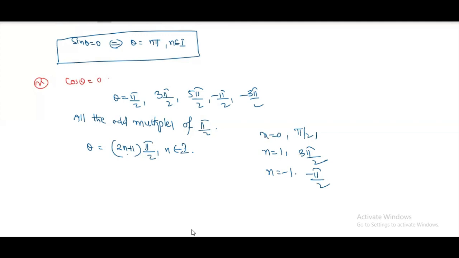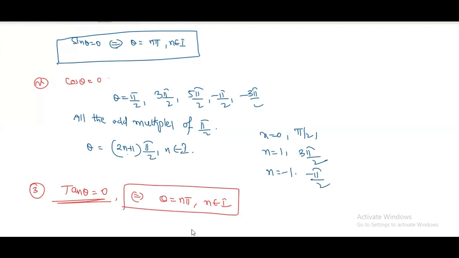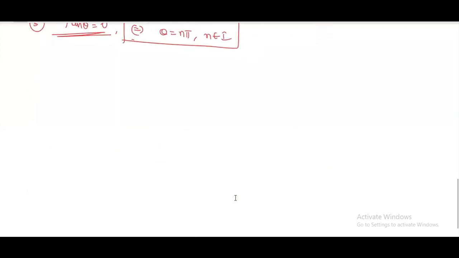So let's see the third one. What is the third one? It is tan theta is equal to 0. Everyone knows that when theta becomes pi, I'm taking n pi, where n belongs to I, tan theta will become 0. So this is the general solution for tan theta is equal to 0.